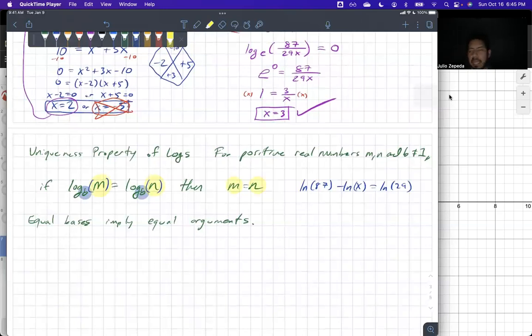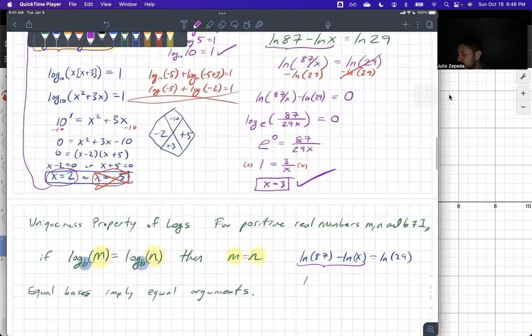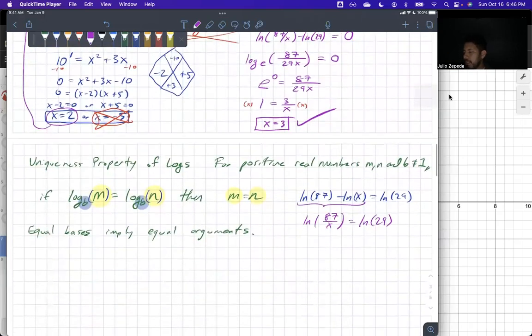And so how can we apply this? Well, in this problem, we would still take the same first step and combine these 2 logarithms. This would give me the natural log of 87 divided by x equals the natural log of 29. But rather than moving the natural log of 29 to the other side, we could say, well, we have a log equal to a log. They have the same base. And based on the uniqueness property, we can say that the argument on the left-hand side is equal to the argument on the right-hand side.